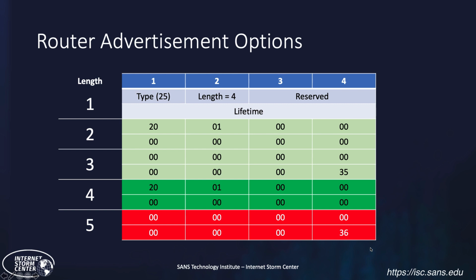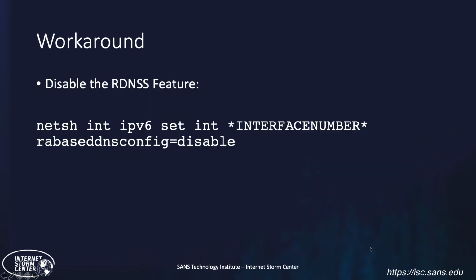So I lined up a packet here that has two IPv6 addresses as DNS servers. And the first one is the light green. So length 1, that's the blue part, that's our header. Length 2 and 3, that's our first IP address. And then 4 and 5, that would be the second IP address. So if I specify a length of 4, things get messed up. And that's where the exploit happens on Windows. The length has to be larger than 3 in order to trigger the vulnerability.